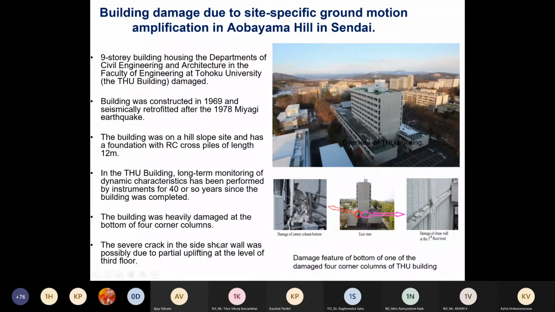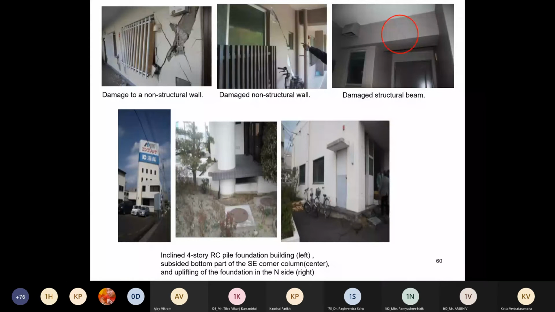The severe crack in the side shear wall was possibly due to partial uplifting at the level of the 3rd floor. Shear wall, there was damage, cracks developed in this shear wall also. This may be due to the uplifting at the level of the 3rd floor. So this instrumented building of the civil department also got damaged, mainly damage to the 4 corner columns.